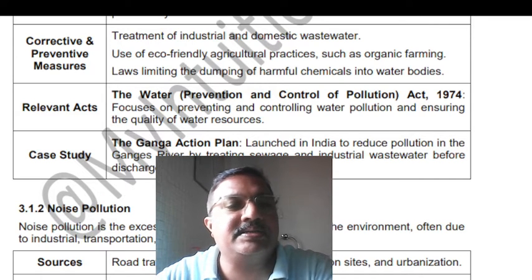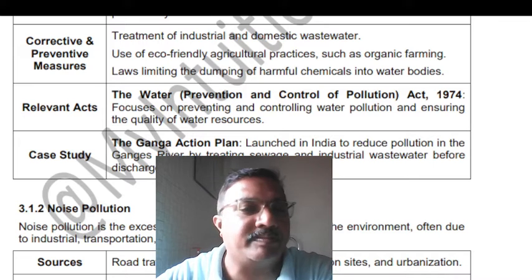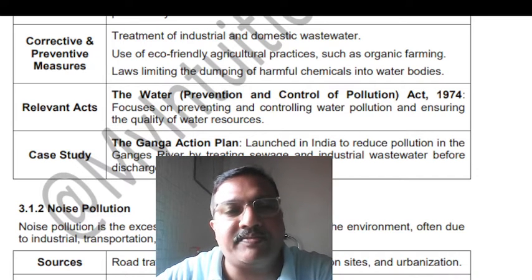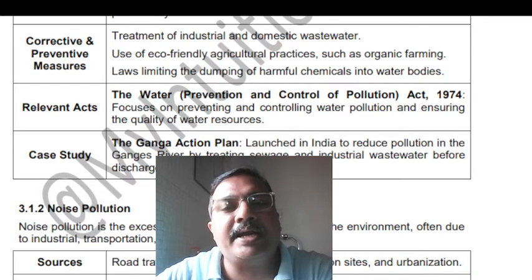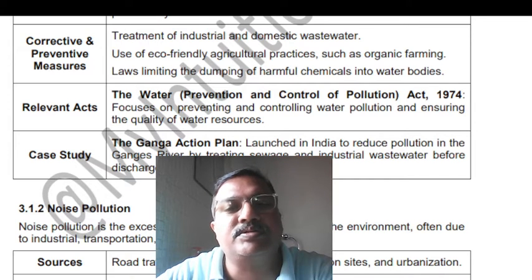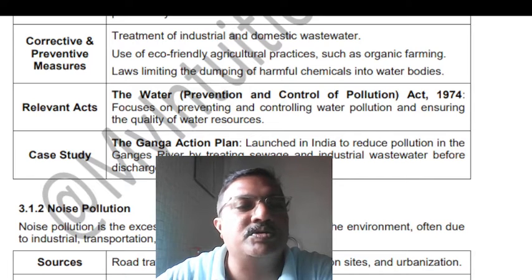Eco-friendly agriculture practices should be used by the farmers. They should use organic fertilizers, and pest control methods should be done in such a way that they do not harm the water sources.